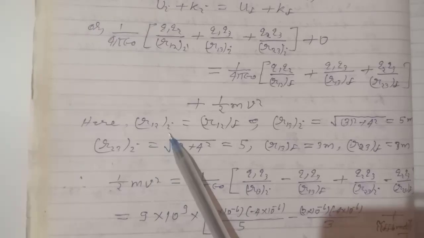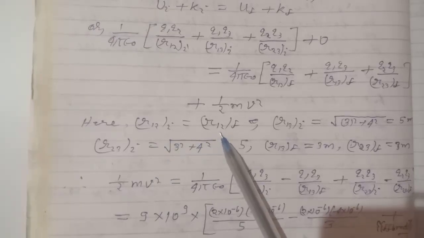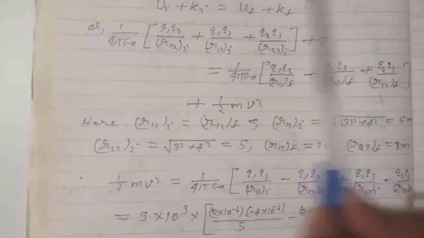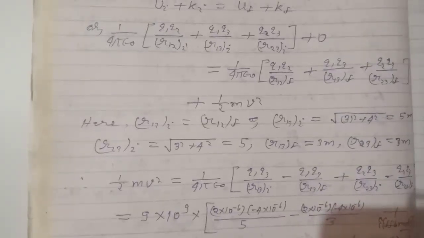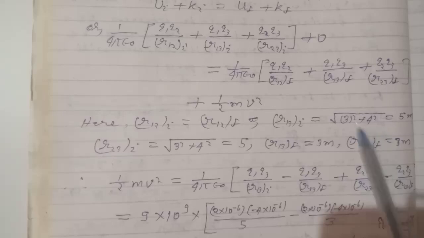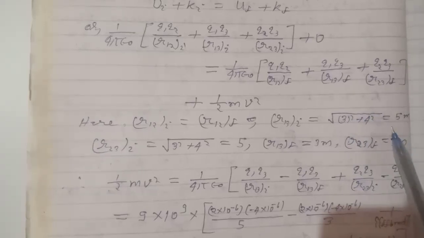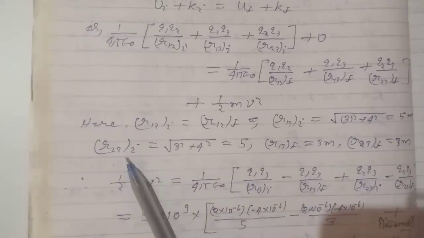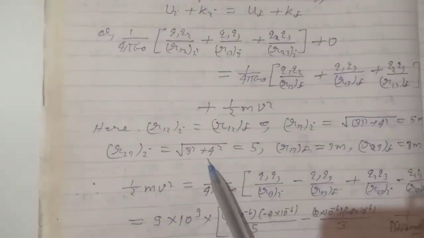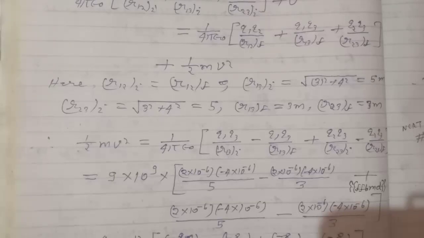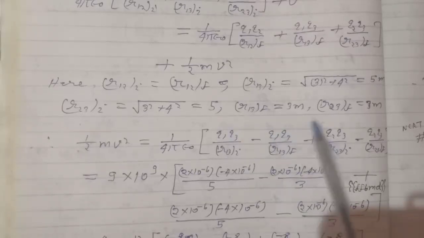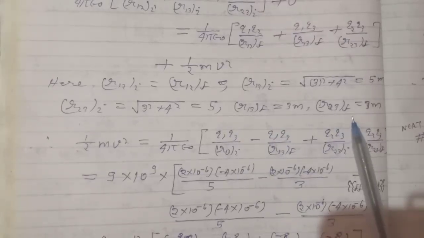Here R12 initial equals R12 final, because the distance between 1 and 2 is not changing; only the distances between 1 and 3 and between 2 and 3 are changing. R13 initial will be under root 3 square plus 4 square from the diagram, equal to 5 meter, and R23 initial equals under root 3 square plus 4 square equals 5 meter. R13 final will be 3 meter and R23 final will be 3 meter.